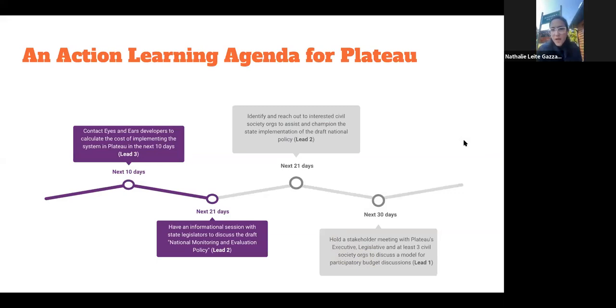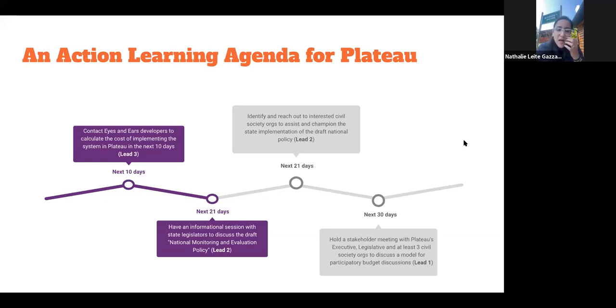After doing this exercise, we had more clarity to design our short-term action learning agenda for the Plateau State. The steps that we put together were ambitious in that they represented progress forward in relation to where the problem of abandoned projects had advanced so far, but they were also still feasible in a time frame as short as the next 10 days after our final interaction. So for instance, referring to lead 3 that Tendai mentioned, we set up a next step which was as simple as contacting the Eyes and Ears developers to calculate the cost of implementing the system that it did in other Nigerian states in Plateau State. So to have a better view of how to tackle the broader lead 3.